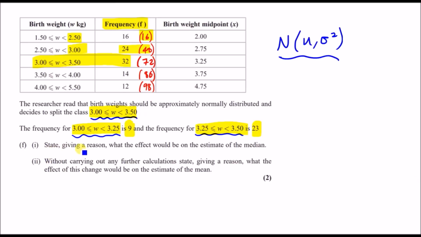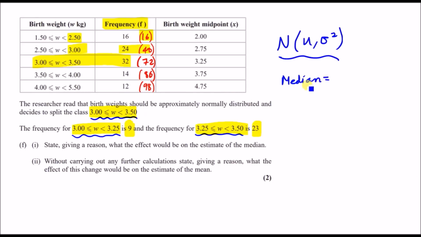So state, given a reason, what effect this would have on the estimate of the median, and also without any further calculations, which is a big lie, you should do a calculation to help, what effects this would have on the estimate of the mean. Right, so let's think about it carefully, yeah? Let's go ahead and try and think about how we calculate the median for a second, yeah?